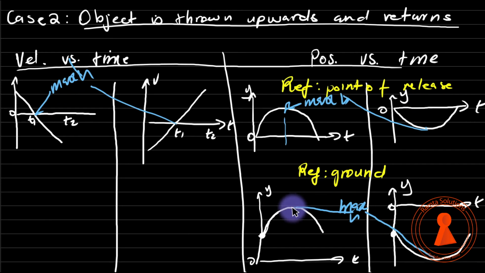Now remember time symmetry. Time to reach maximum height from point of release is equal to time to return to point of release from maximum height, right? So basically we're saying this half is equal to this half. You still remember your axis of symmetry in your parabolas, right? All right, guys. Now this is the time to return to initial position.